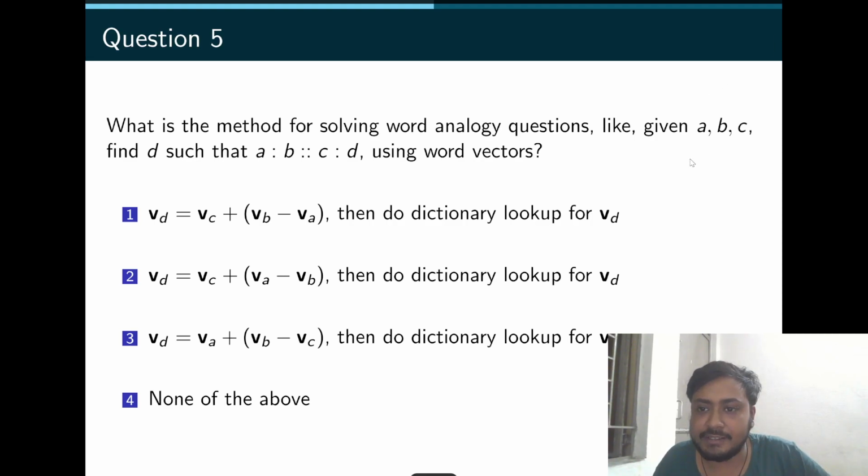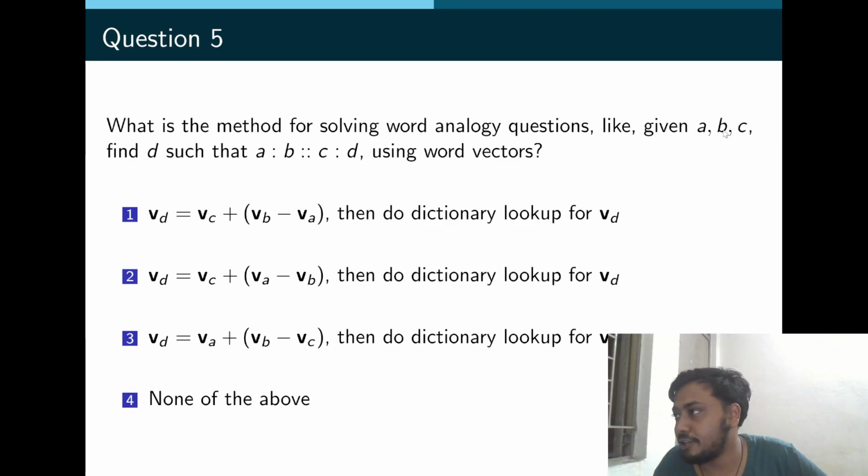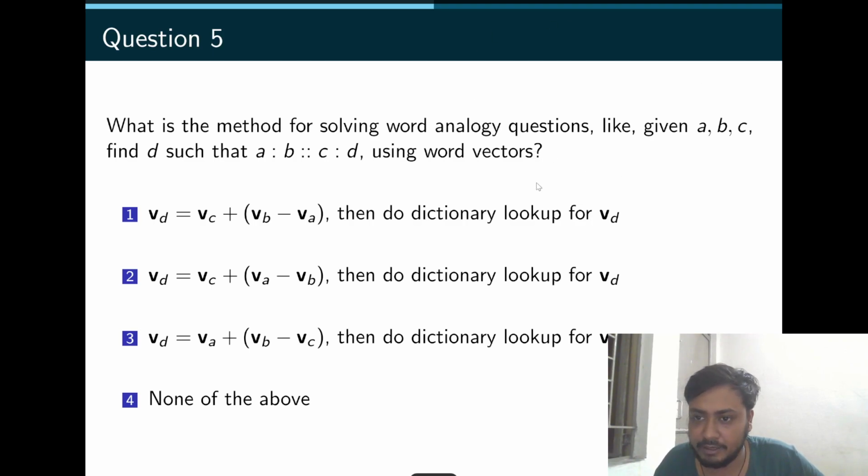As you know, there are some analogy questions, as in if this word is similar to this, then what is some other word similar to. You have seen examples of them in the lecture materials. The question is that you are given three words A, B, C, and you have to find a word D such that A is to B is equivalent to C is to D, and you have to do this using word vectors. So how will you do it?